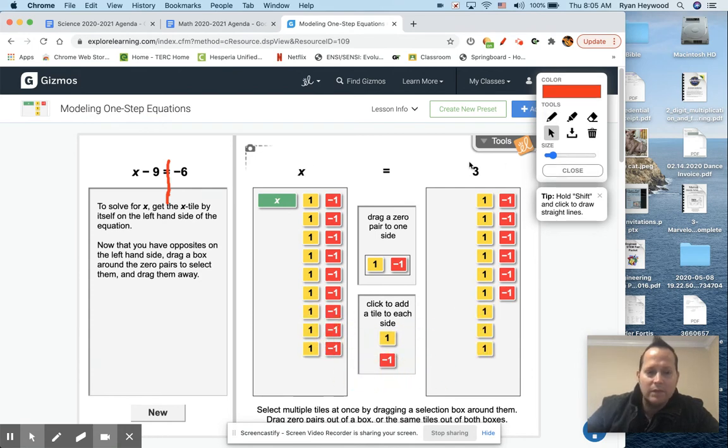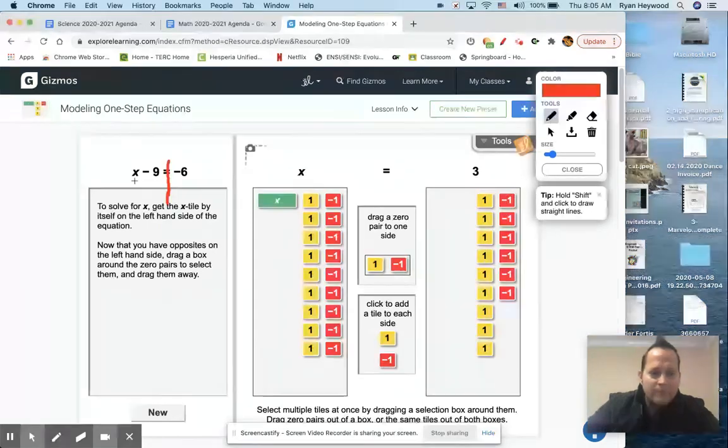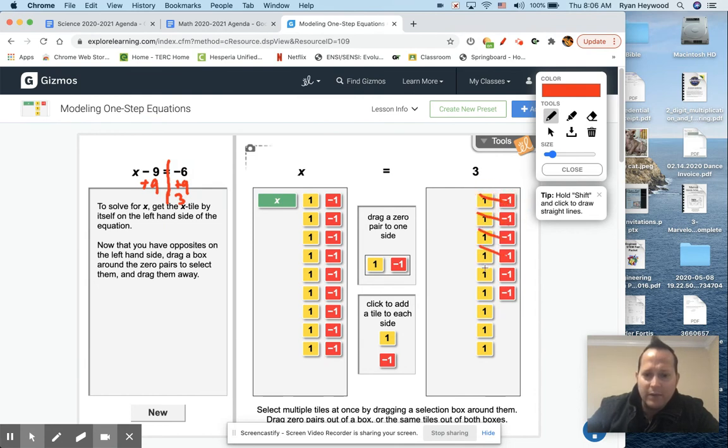Now let's show what we did with writing our numbers. So we added 9 to both sides. You can see that negative 6 plus 9 equals 3, because these all cancel each other out. They create a zero pair. And we can see that we have 3 positives. The 9 and the negative 9, or taking away 9 and then adding 9, creates 0. So we have x equals 3. All right. So that is how you do those.